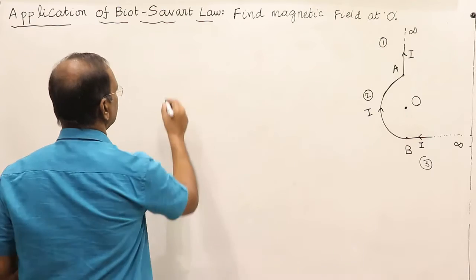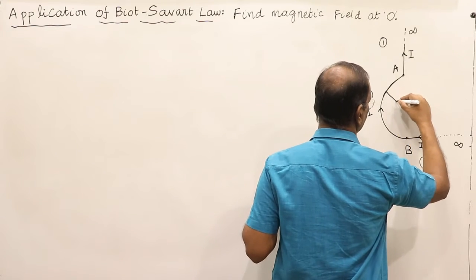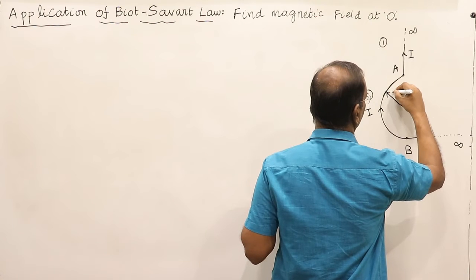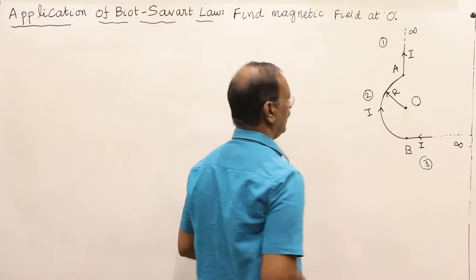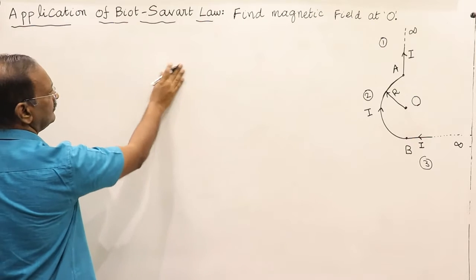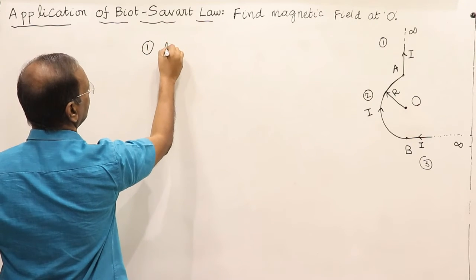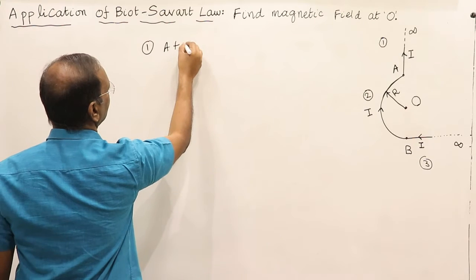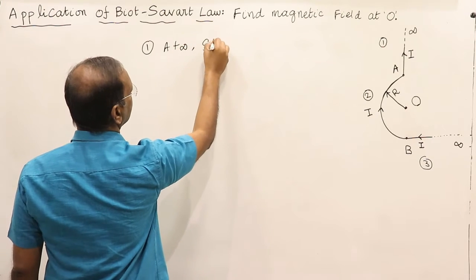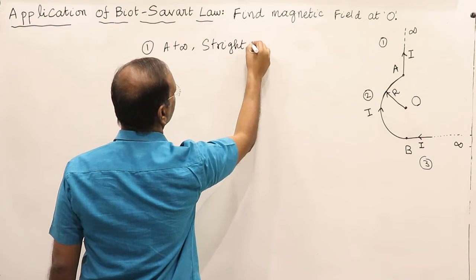For portion 1, this is a radius. Let us say this is the radius R, the radius of the semicircular portion. First, portion 1, that is A to infinity, is a straight conductor, a straight wire.